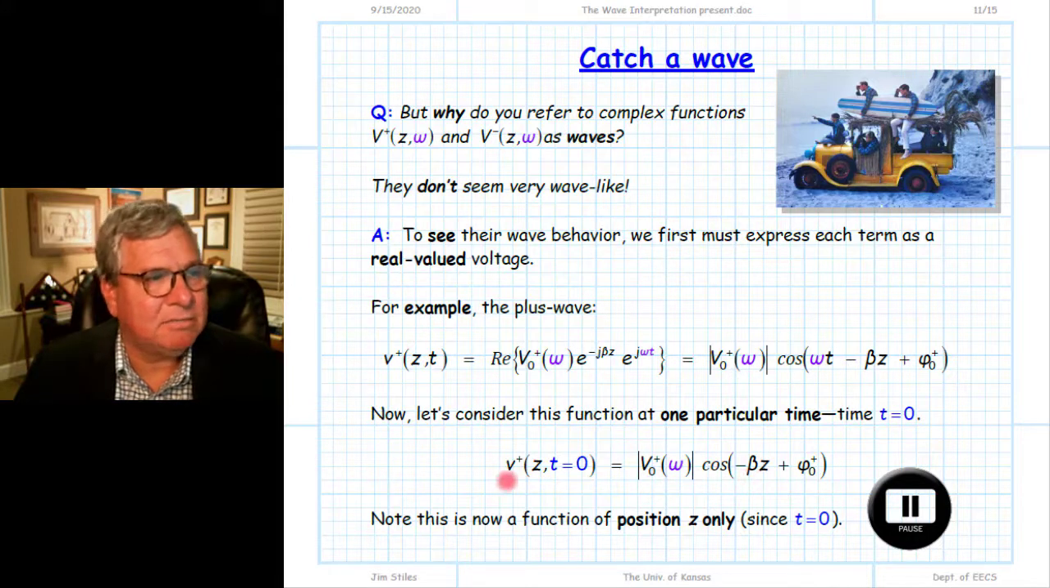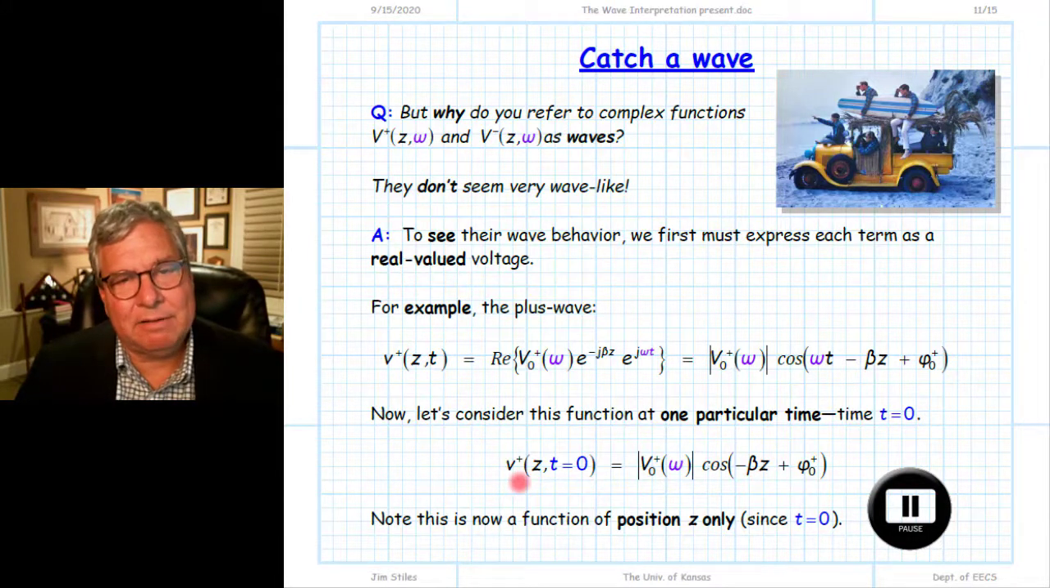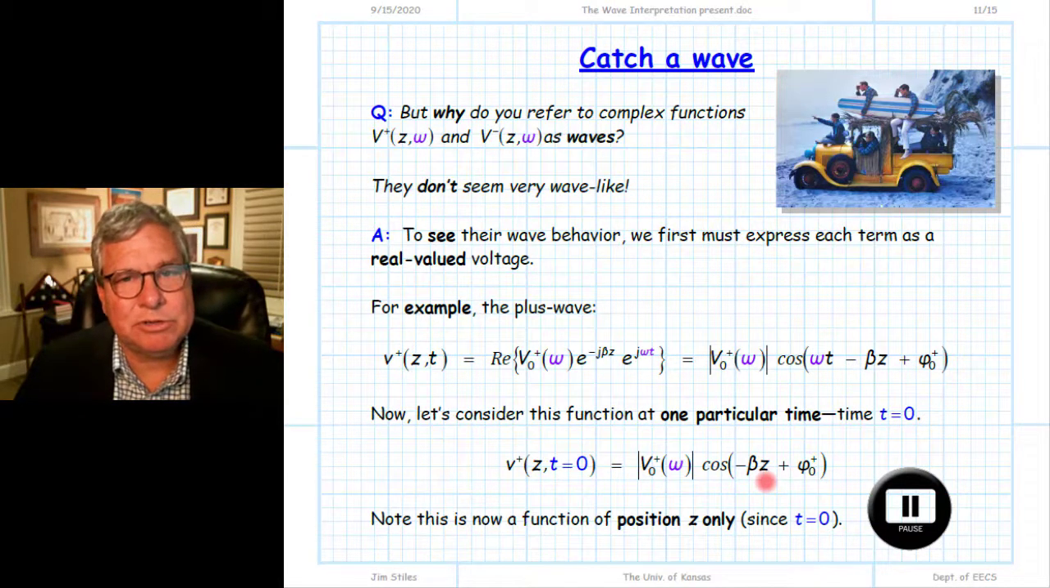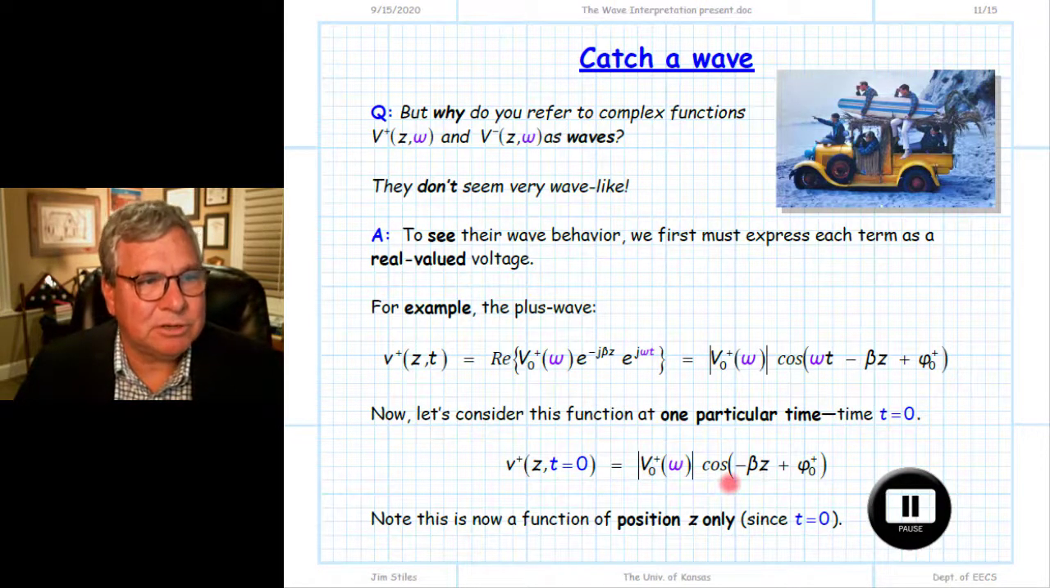And this says that the plus wave voltage will have some values, generally non-zero, at every point z on our transmission line. How does that value change along the transmission line with respect to position z? Well, it changes as a sinusoid, not time varying, but spatially varying. So let's look at that next.